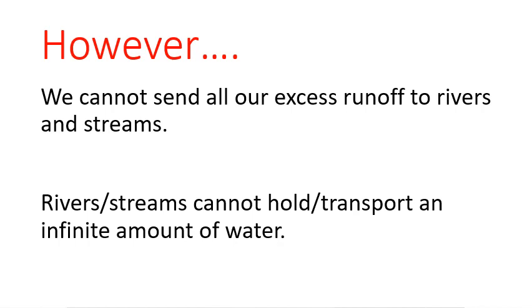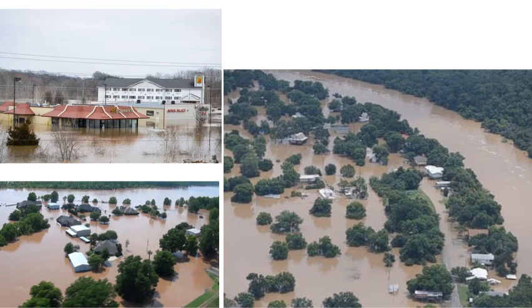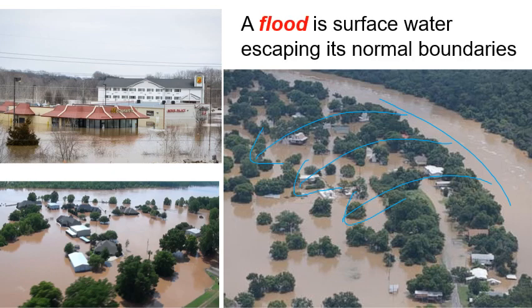A river can't hold an infinite amount of water. So you'll get this happening. Here's my river, and it naturally carries water. But if I allow too much extra water to come into the river, it's going to come out of the river. The river can't hold that much. And we have a situation that is called a flood.